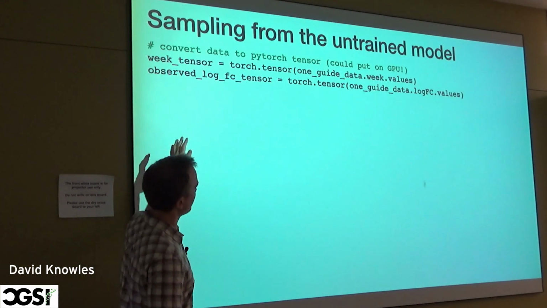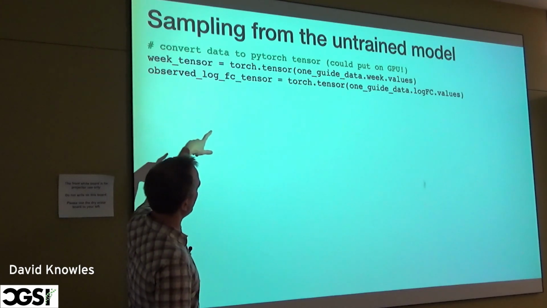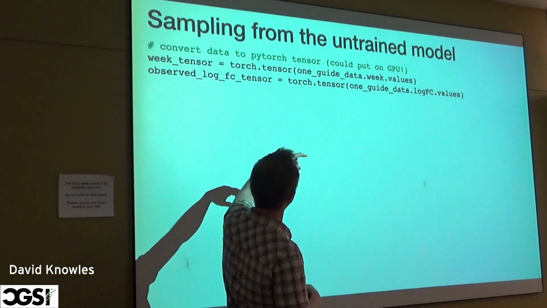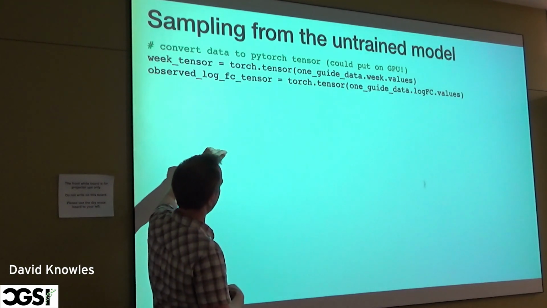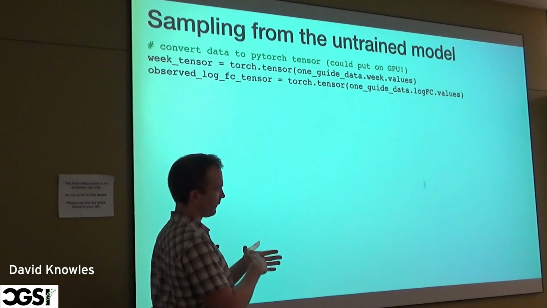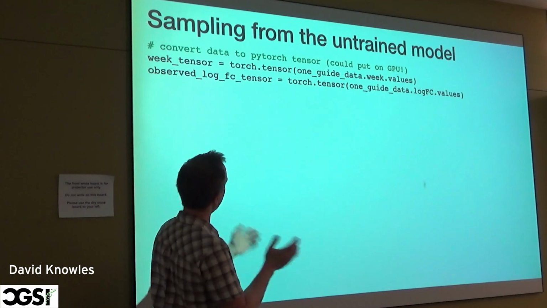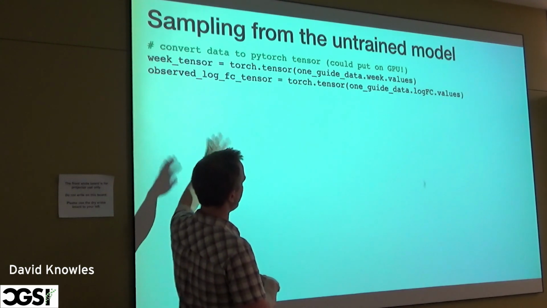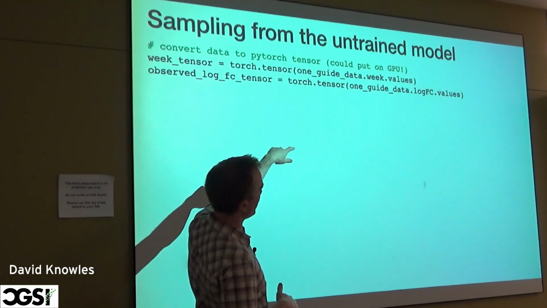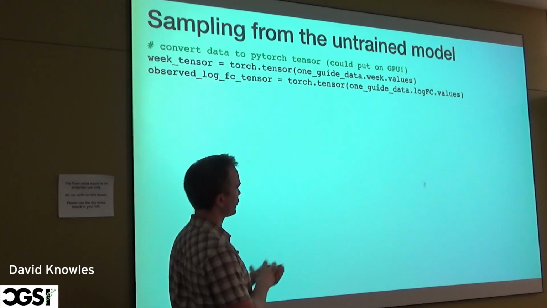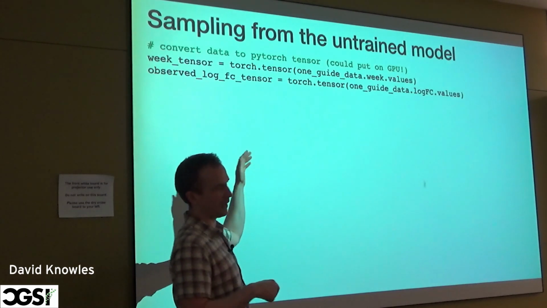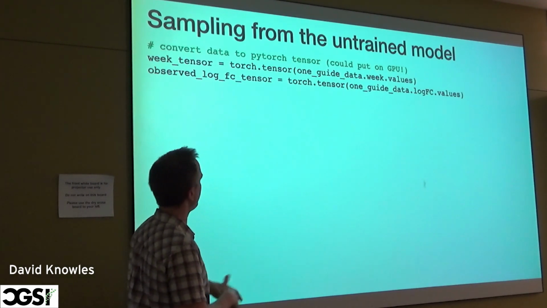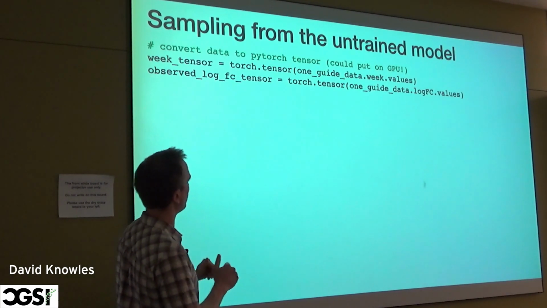One thing we have to do first, which is a slight annoyance, is we need to convert our data. Our data was probably something like a pandas data frame. And Pyro works on top of PyTorch, the deep learning framework, so we need to convert our data to PyTorch tensors like this. If you wanted to do your computations on the GPU to make it go faster, at this point you could also specify that you want your data to live on the GPU. I'm not going to show that because it makes it a little more messy.